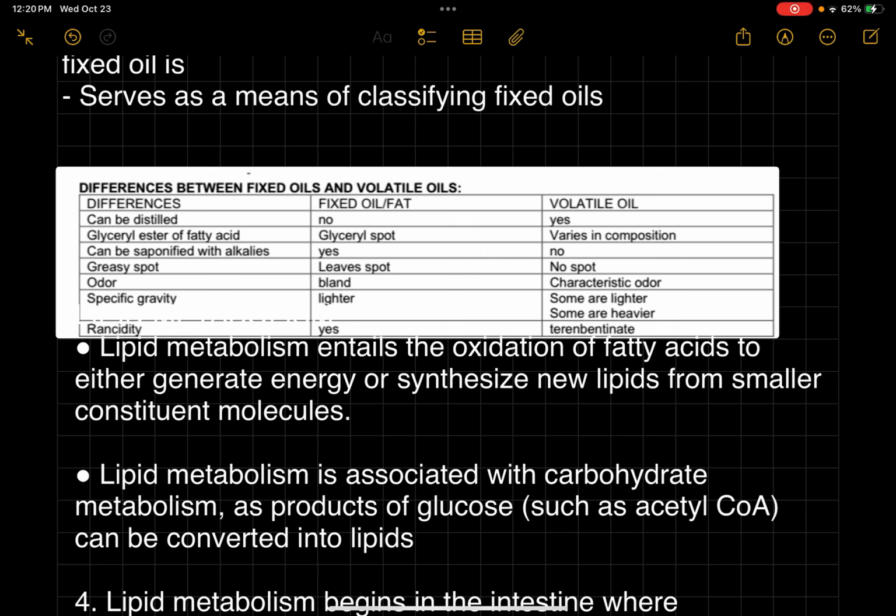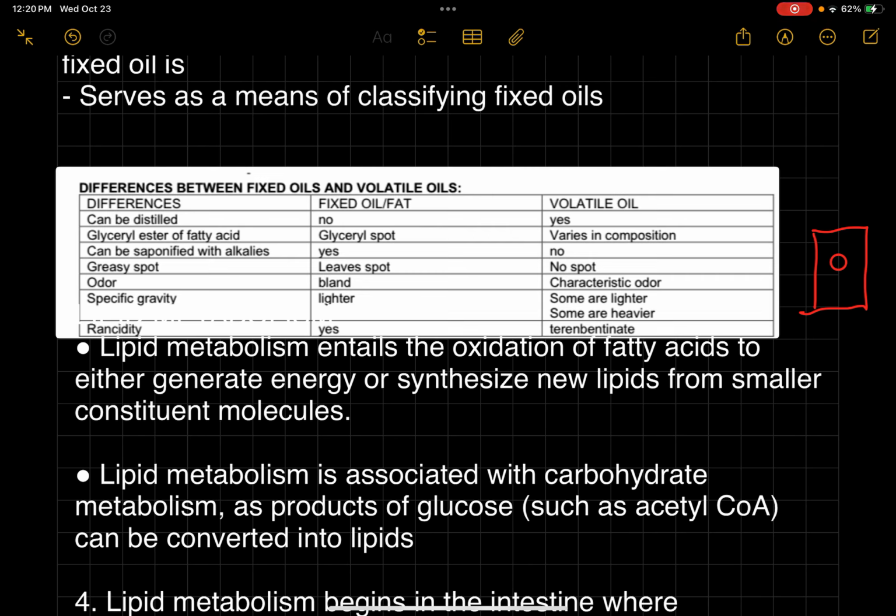Greasy spot. Greasy spot is when you put a paper, this is your paper, and you put the fixed oil or the volatile oil, and then you remove it. Afterwards, the paper will be wet with a spot. So in fixed oils or fat, yes, and in volatile oil, no.